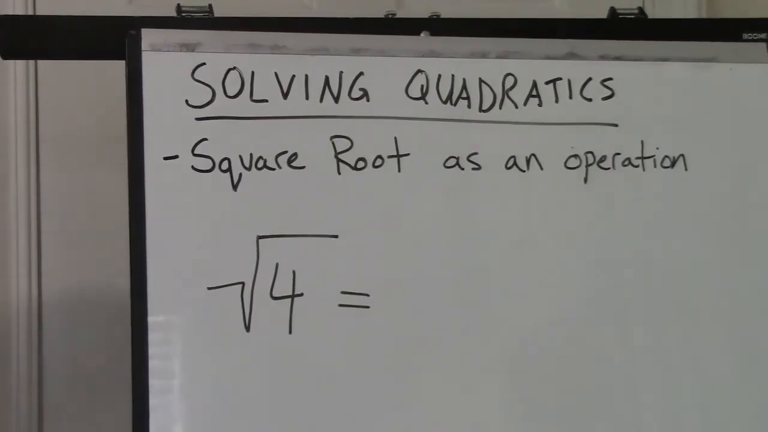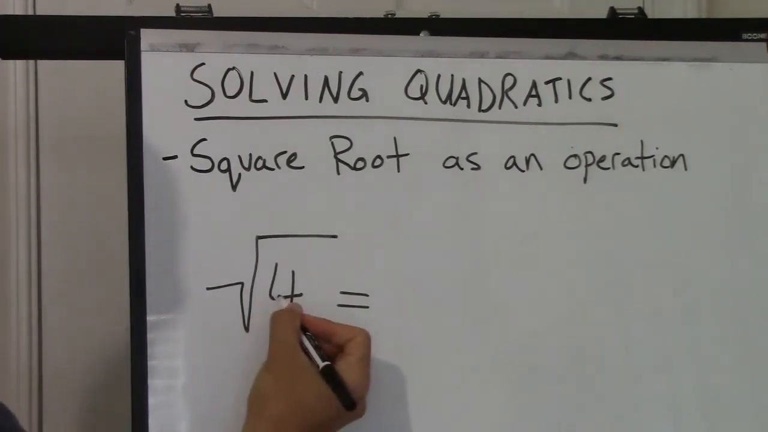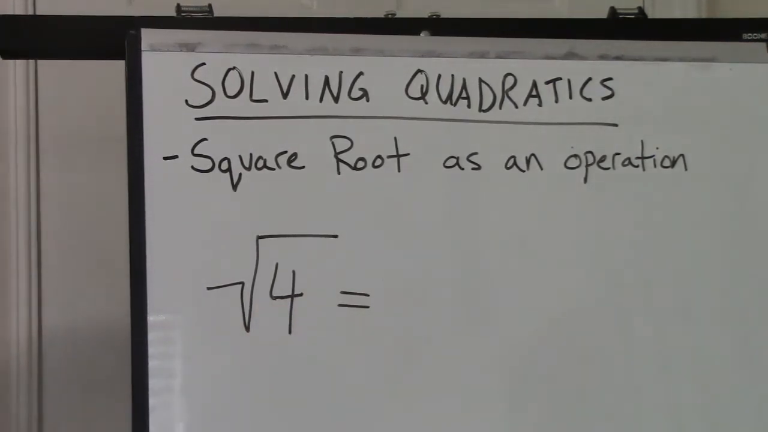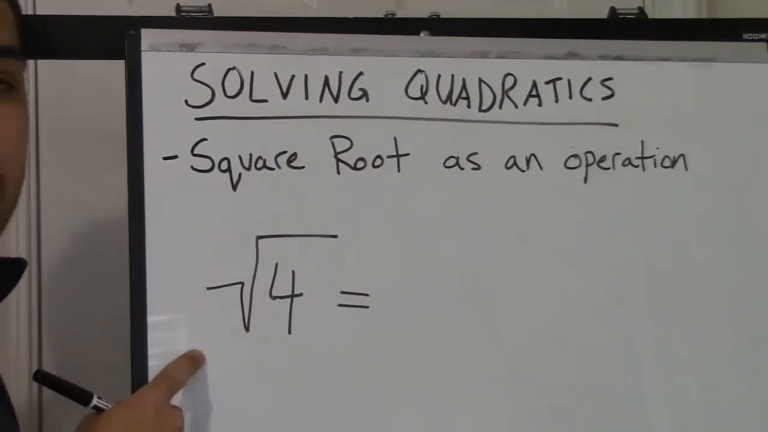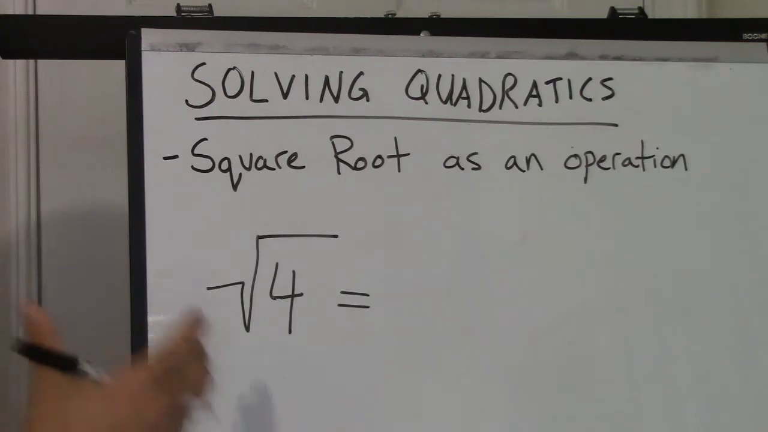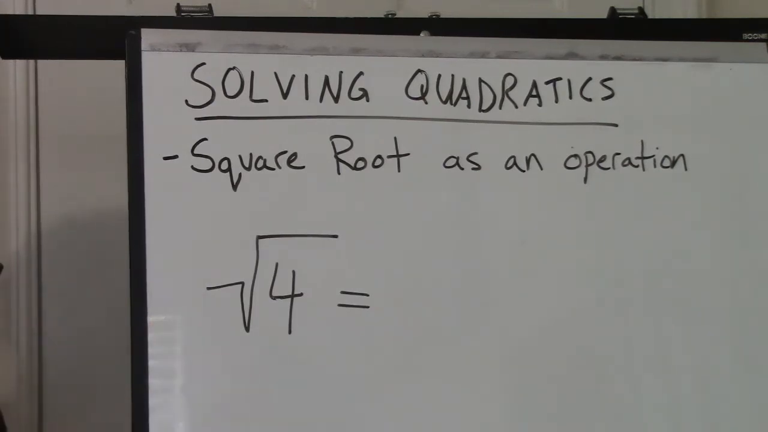So the square root is an operation. It's the inverse of squaring something. And really all that square root means is, whatever number's on the inside, you're looking for a number that when you multiply it by itself, you get this number. So in this example, if we're looking at the square root of 4, we're looking at what number, when we multiply it by itself, gives us 4.